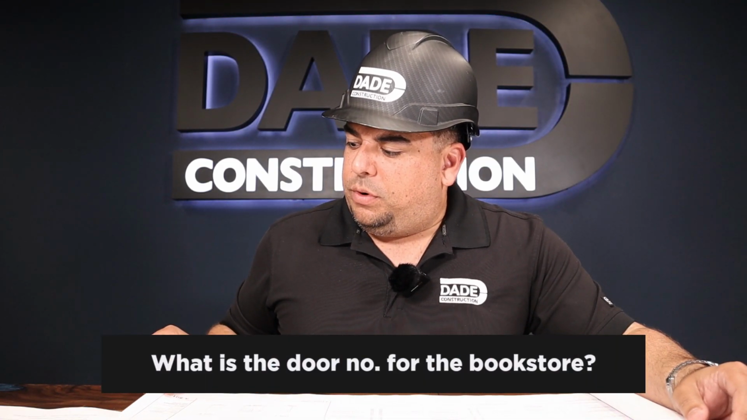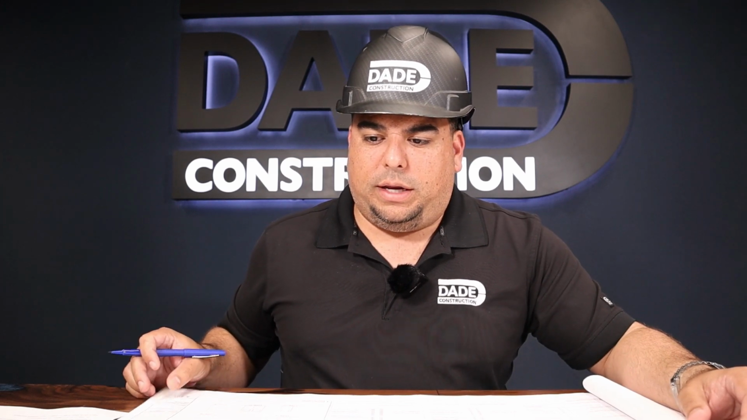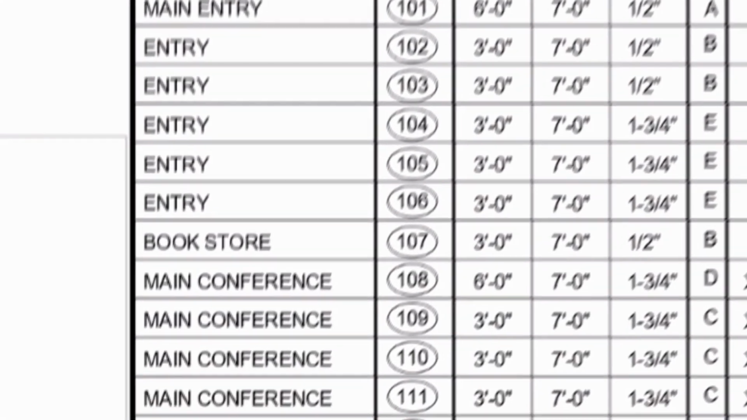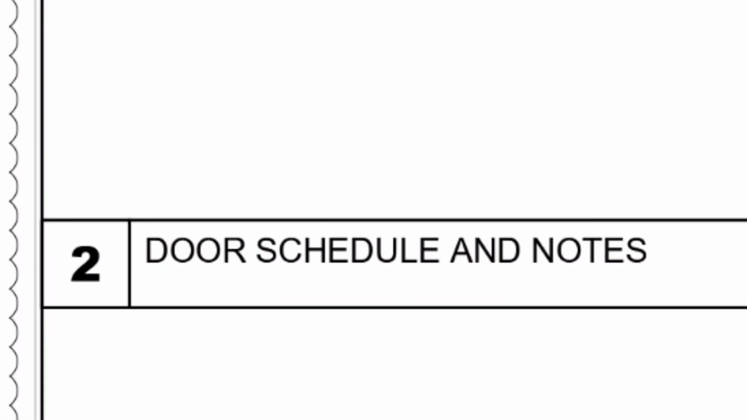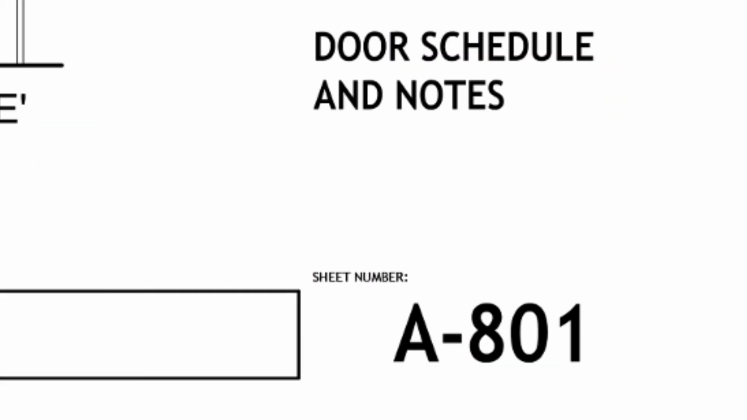Next question. What is the door number for the bookstore? Okay, so what are we gonna do here? You go to the room name, and we're gonna look for the bookstore. Where's the bookstore? Here it is right here. Put a little star for you guys. I get my highlighter, I mark the bookstore. Okay, door number 107. The door number is here. Here's your door mark. You come down, and the answer is 107. That is located on detail number 2, door schedule and notes, okay, on sheet A801.